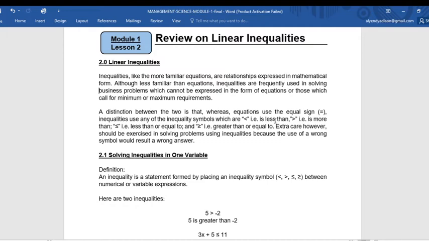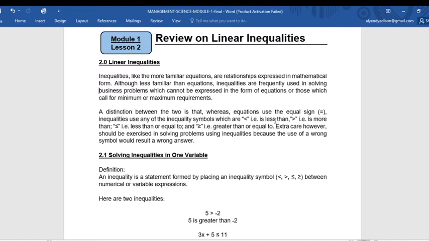So inequalities are used when a problem calls for minimum or maximum requirements. That means in this case there will be no unique answer, because there will be just a given limit. So let's say the answer should be less than 1, or the answer should be more than 1. So that is inequality.